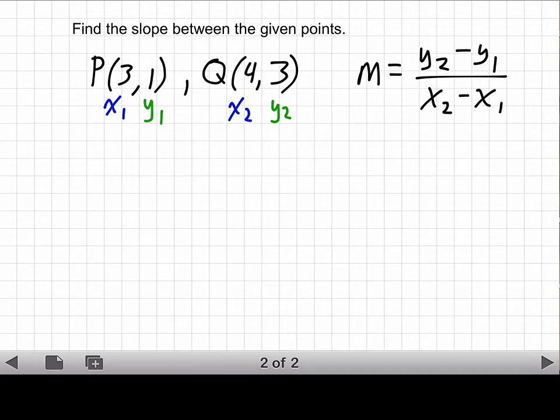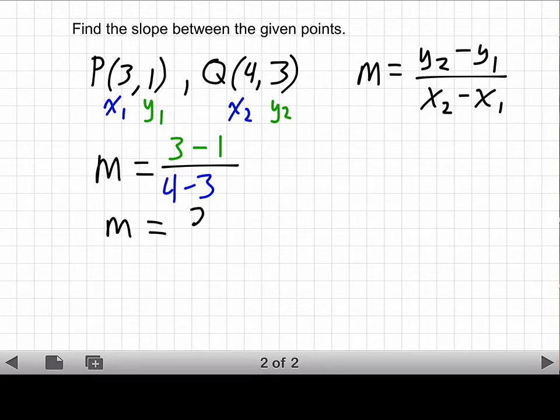And it doesn't matter which of P and Q I give the 1s and the 2s to. What matters is that the 2s are together and the 1s are together, and in the slope formula, whichever one's first in the numerator must be first in the denominator, hence the y2 minus y1 over x2 minus x1. Well, fleshing out this formula means that we have 3 minus 1 in the numerator and 4 minus 3 in the denominator, and this simplifies to 2 over 1, which means the slope is simply 2.